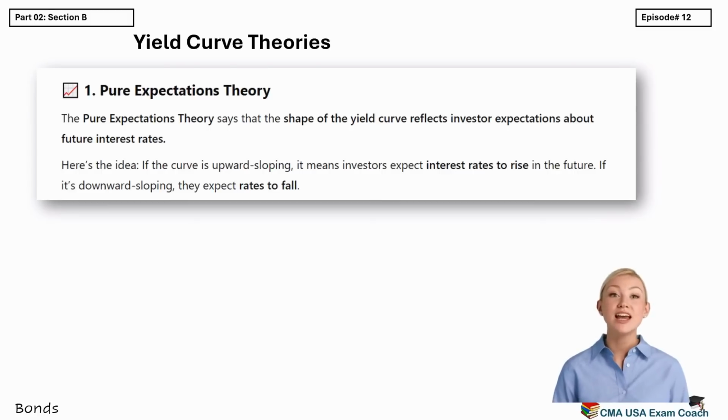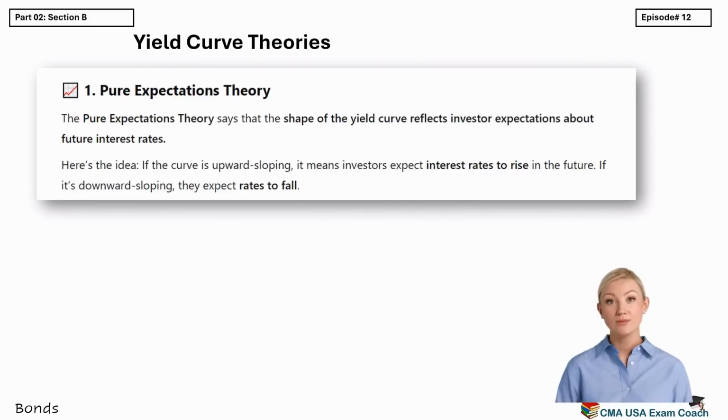1. Pure expectations theory. The pure expectations theory says that the shape of the yield curve reflects investor expectations about future interest rates. Here's the idea. If the curve is upward sloping, it means investors expect interest rates to rise in the future. If it's downward sloping, they expect rates to fall. According to this theory, long-term rates are simply an average of expected short-term rates. There's no premium for holding long-term bonds. You earn more only because investors expect rates to rise.